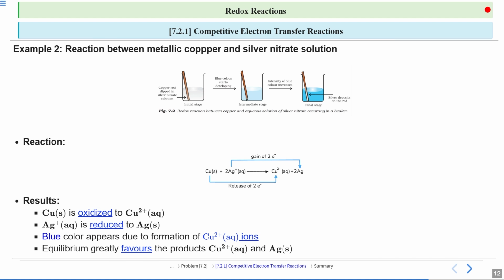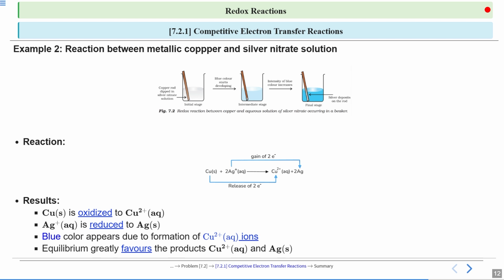And the equilibrium in this particular chemical reaction greatly favors the products, that are Cu2+ and Ag. That's why the blue color got intensified and the silver deposited on the rod.